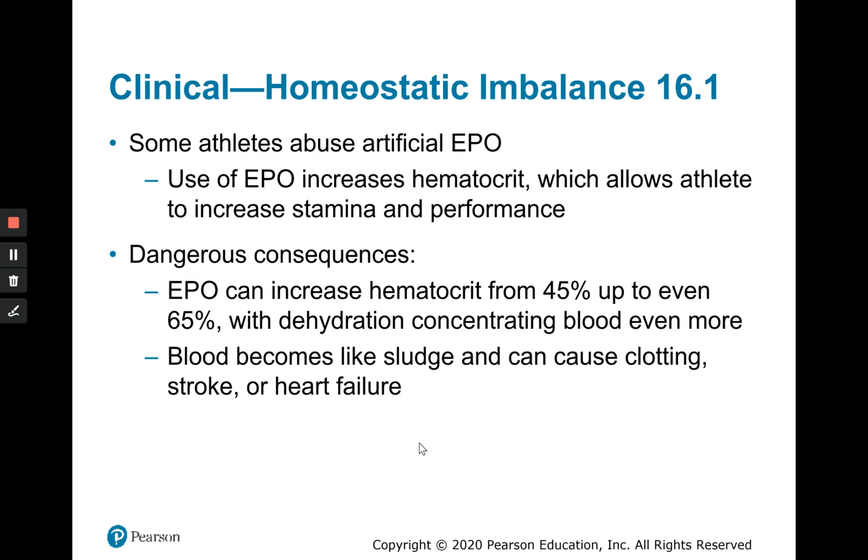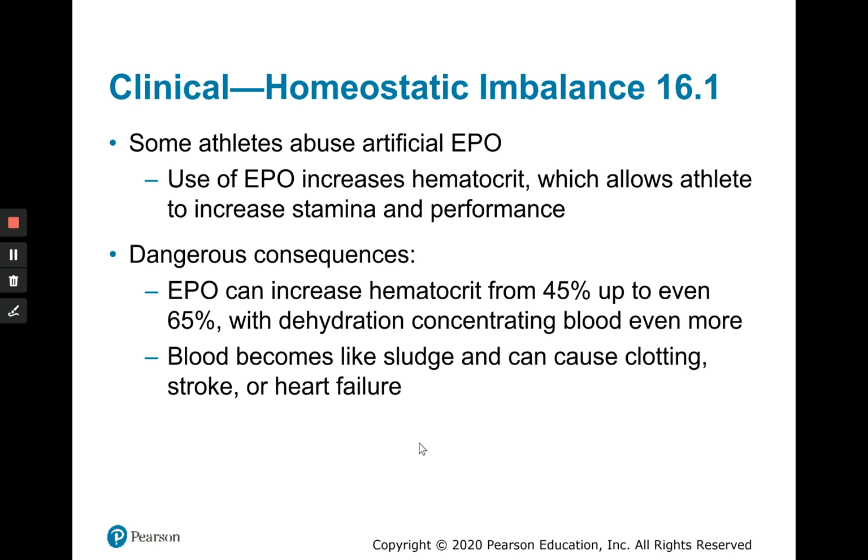Let's look at a homeostatic imbalance. So this is imbalance 16.1, and we're talking about some athletes who abuse artificial EPO. Artificial EPO is an artificial hormone, and if you use it, you can increase your hematocrit, or the amount of red blood cells in your blood. And that would allow an athlete to increase their stamina and performance. They would have more blood cells, more oxygen carrying capacity, and that sounds pretty good as far as athletes are concerned.